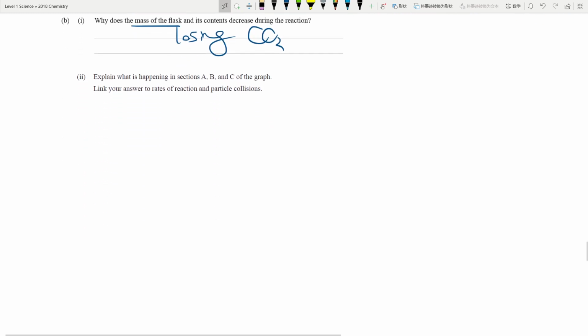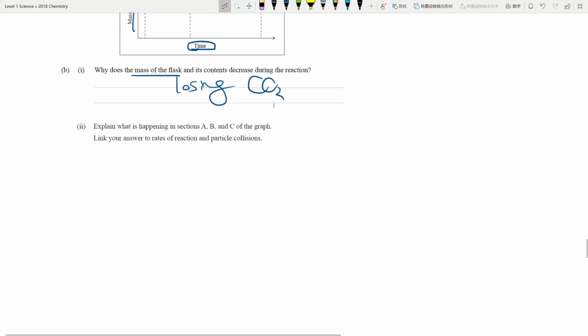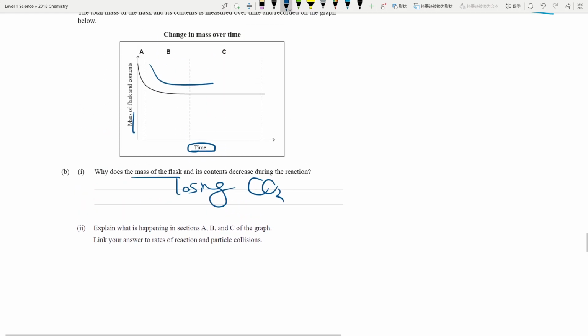Okay, now what's happening in section A, B, C of the graph? Link your answer to the rate of reaction and particle collision. So this is a very typical question. Let's just break it into 3 sections. This is A, this is B, this is C. Yeah, they've already done that, haven't they?